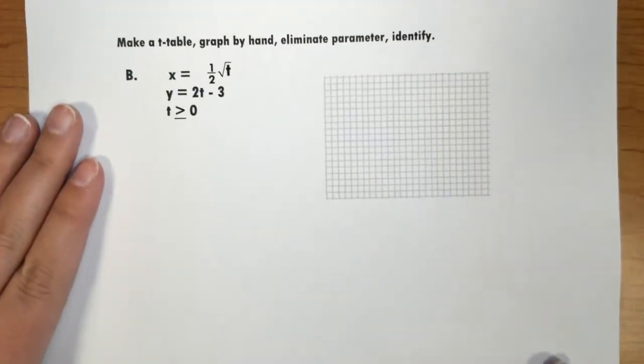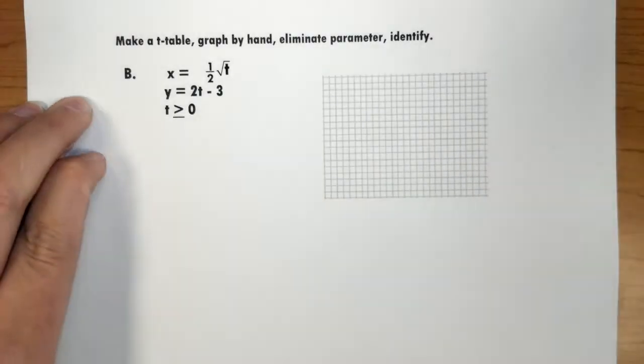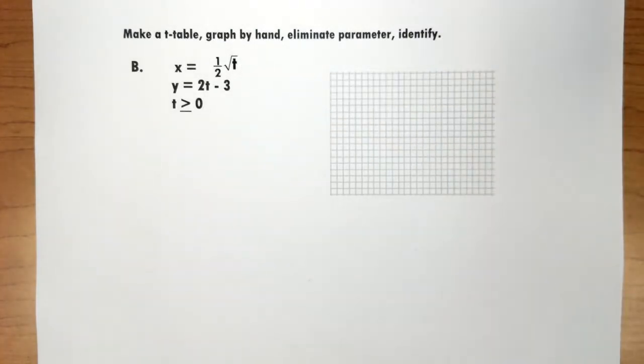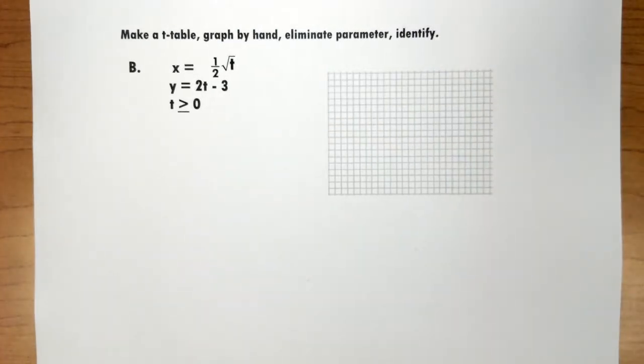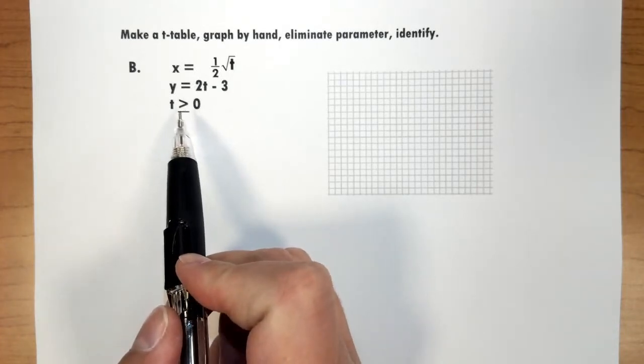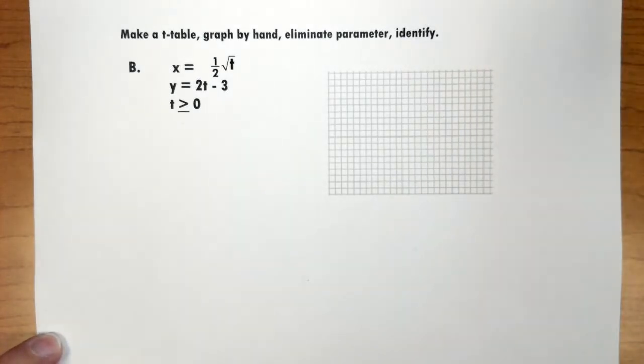Okay, next problem. Same thing. We want to make a t-table, graph by hand, eliminate the parameter, and then identify what the graph is. So we have these two equations, x is equal to 1/2 root t and y is equal to 2t minus 3. We have a different type of domain here. We have for t, all values of t greater than 0. So we will have an arrow on part of our graph here.